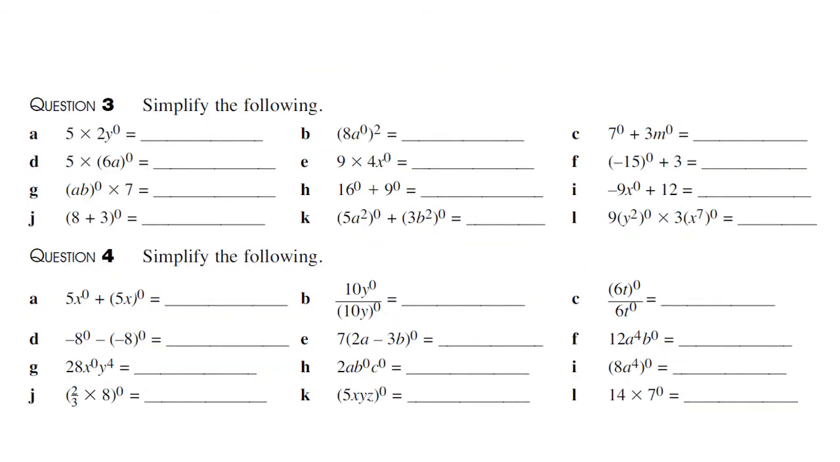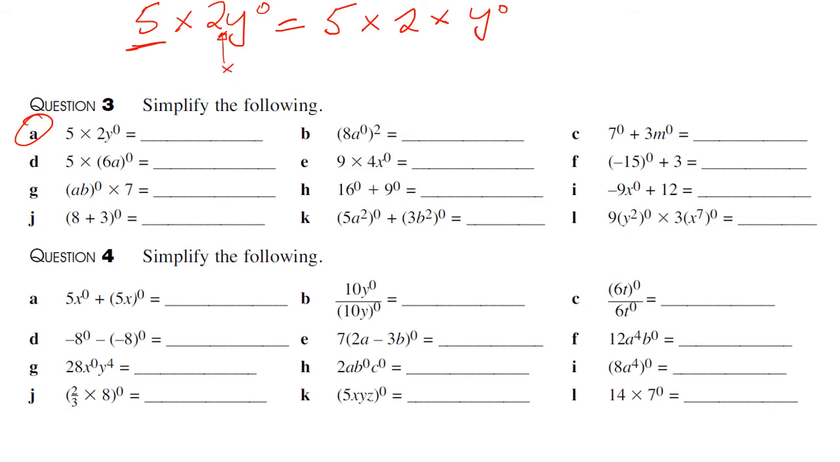Alright, so let's look at question 3. I will work on 3a. 5 times 2y to the power of 0. What does that equal? Well, you're not doing much with the 5, so 5 stays the same, times 2y to the power of 0. That means 2 times y to the power of 0. Remember we were saying, if we don't write anything in the middle, that's an implied multiplication sign.